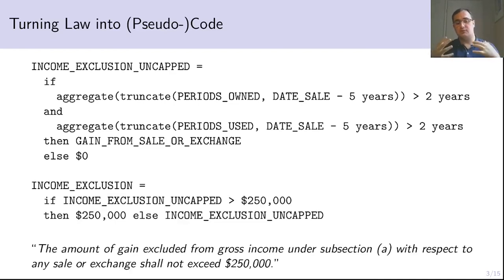And of course, to model the exclusion, we have to define another variable, which is a version of the previous quantity capped by the limit, which is $250,000.